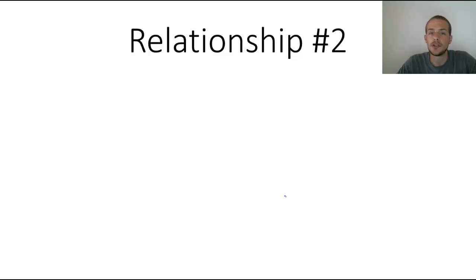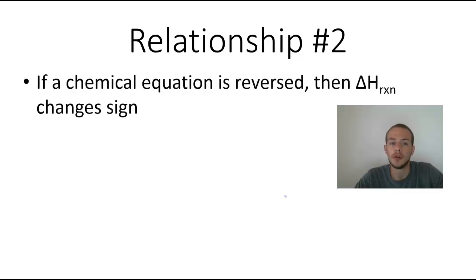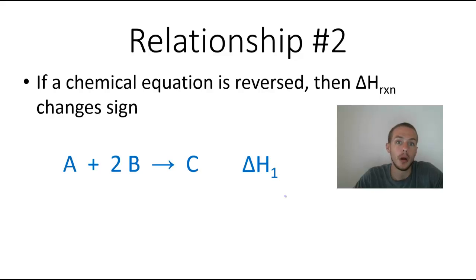The second relationship has to do with when you reverse a chemical equation. So products become reactants, reactants become products. If you reverse a chemical equation, then the sign of delta H must change. So suppose I have that same equation as in the previous slide, A plus 2B yields C, and let's say that its delta H value, we're just going to call it delta H1 again.